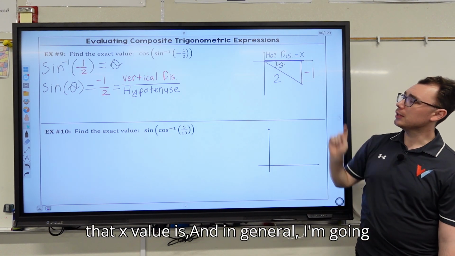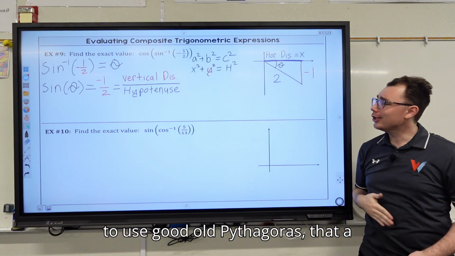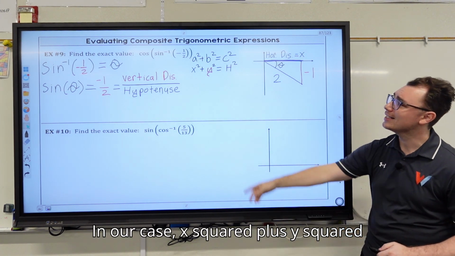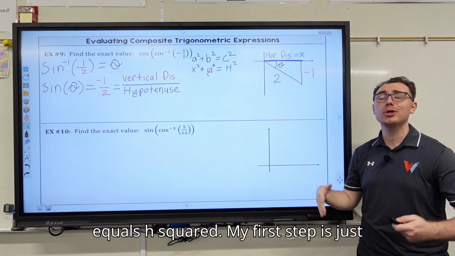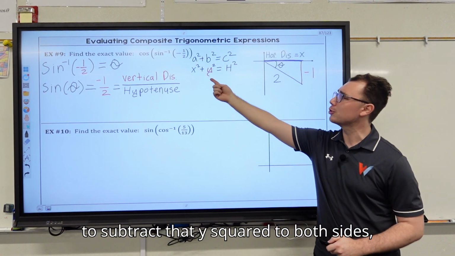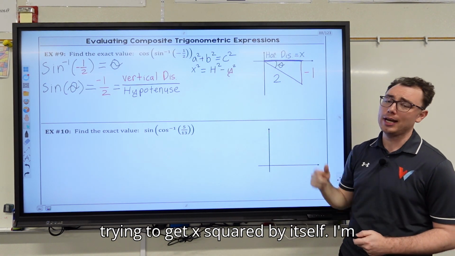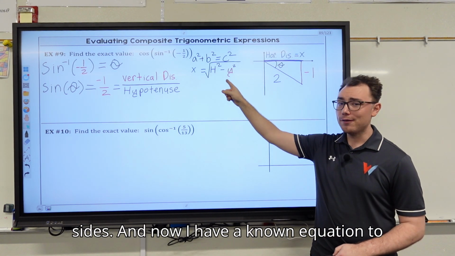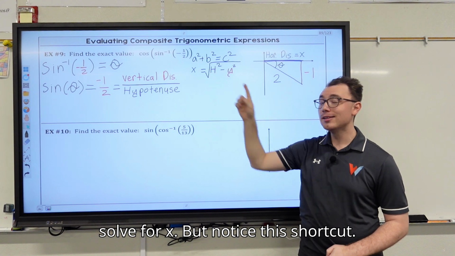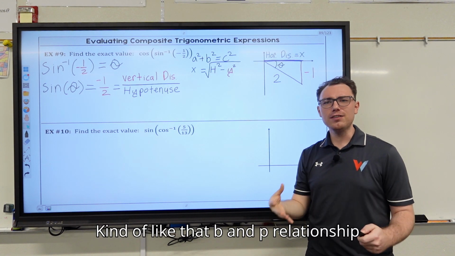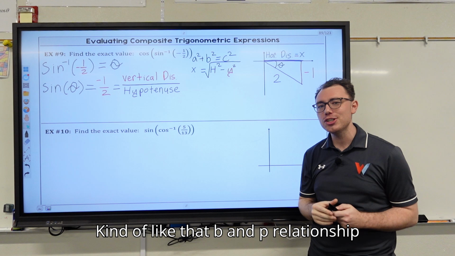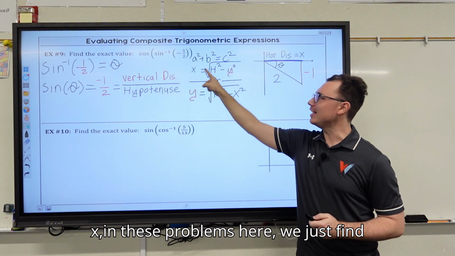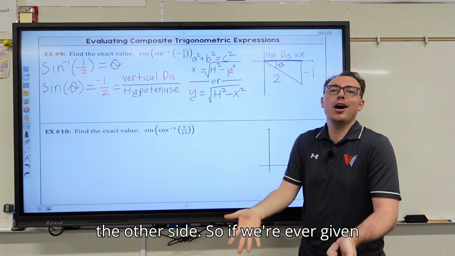Now I want to find what that x value is, and in general I'm going to use good old Pythagoras, that a squared plus b squared equals c squared. In our case, x squared plus y squared equals h squared. My first step is just to subtract y squared from both sides, to get x squared by itself. I'm just going to square root both sides, and now I have a known equation to solve for x. But notice this shortcut. Kind of like that b and p relationship that we have, if we just switch out y and x in these problems, we just find the other side.